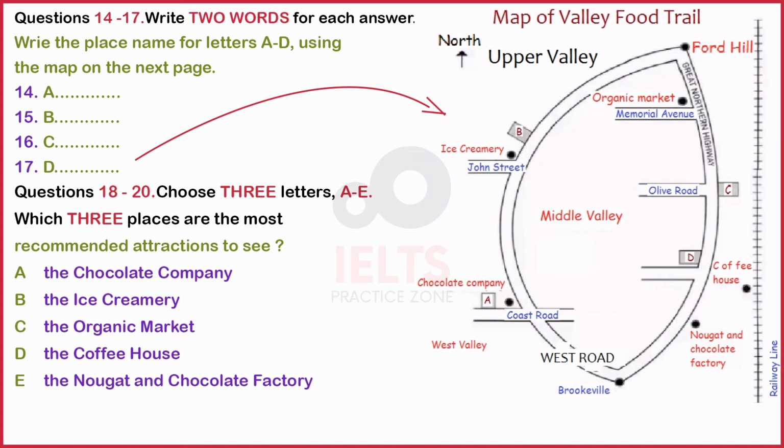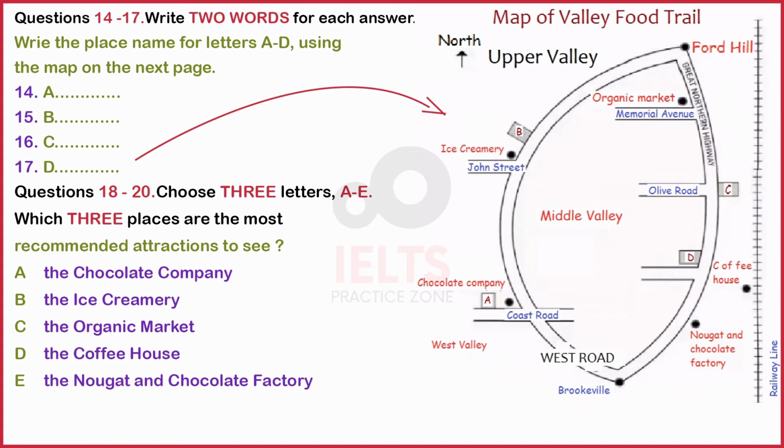First we come to the organic market near the corner of Memorial Avenue, and then to Olive Farm opposite Olive Road. Just before we come to the next street crossing, we see the Honey Pot, which is practically opposite the coffee house. There is another chocolate company which sells nougat as well, just nearby. Following the railway line along Great Northern Highway, we return back to Brookville.